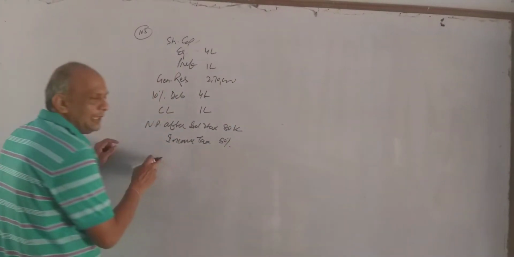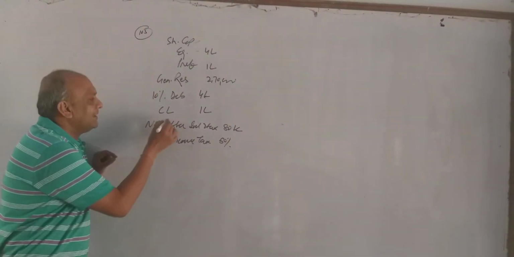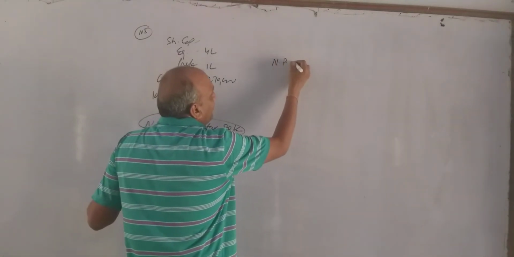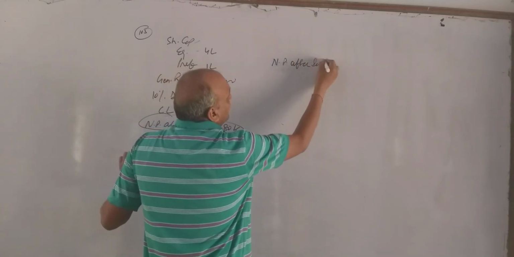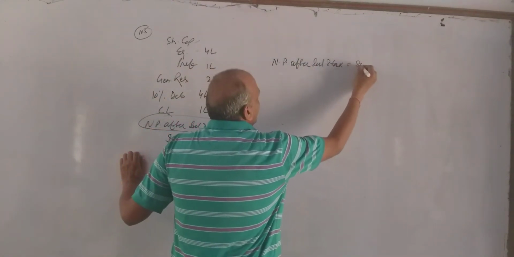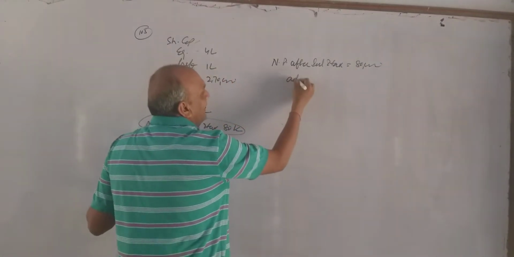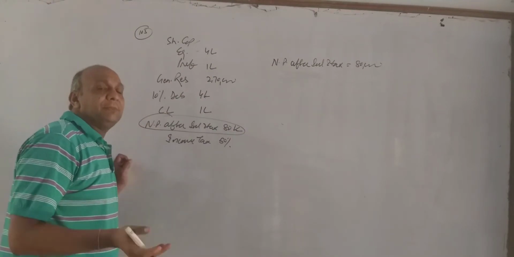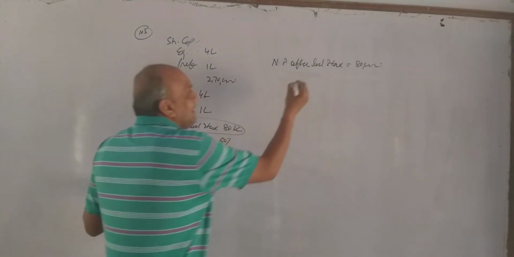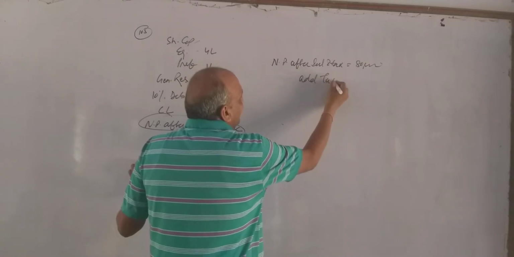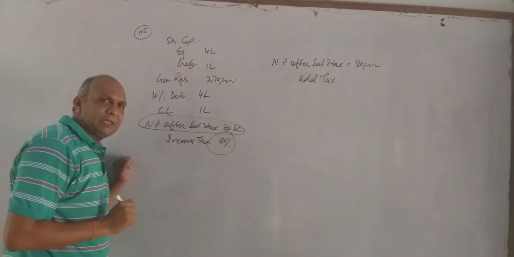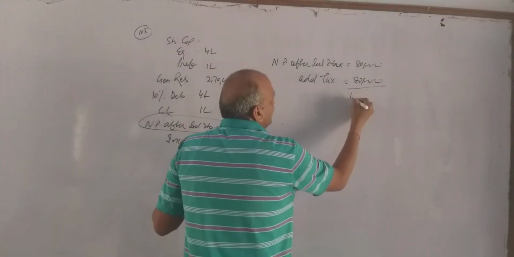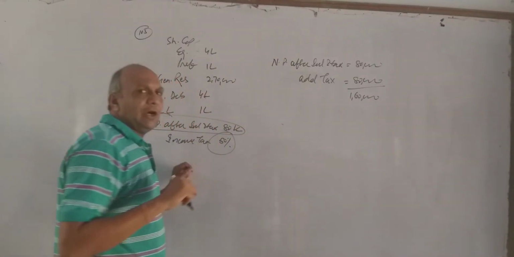Just I discussed the formula: net profit before interest and tax, but we have given net profit after interest and tax. So let us convert it, sir. Net profit after interest and tax is 80,000. First we want to convert it to before interest and tax, so first we will add tax. How much tax is given? 50%. It means tax will also be 80,000. So it comes 160,000. I will tell how to calculate it.